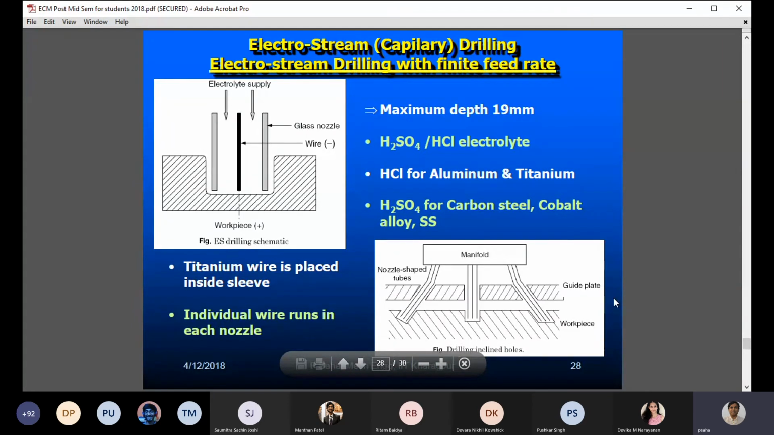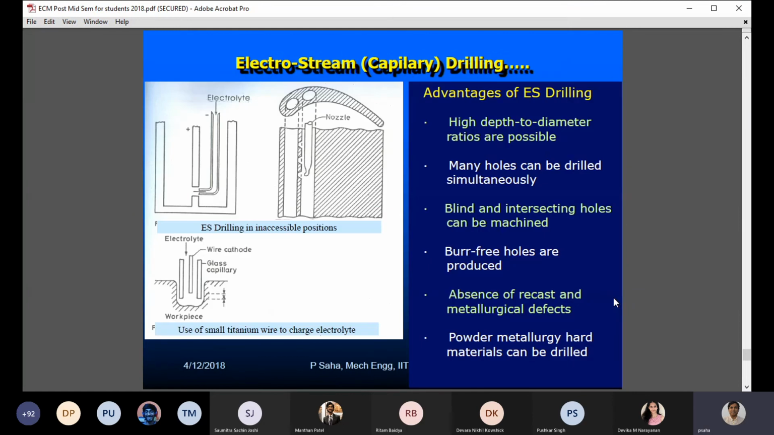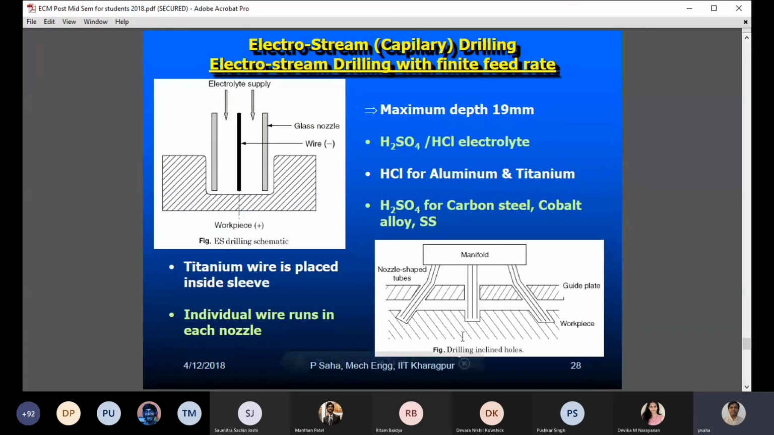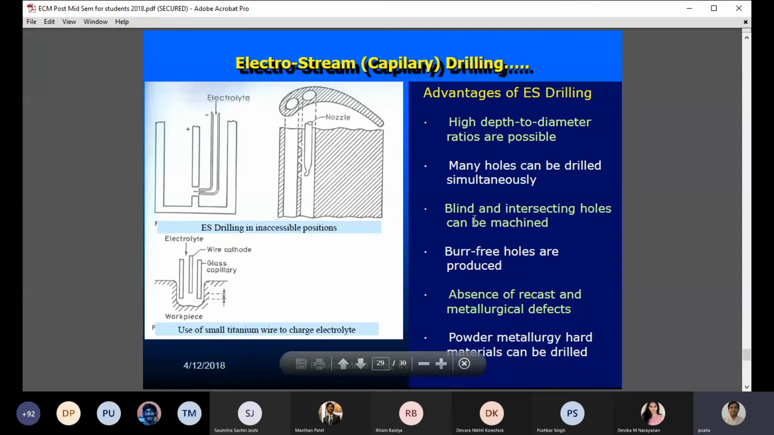So whenever multiple holes are required, they can be created at the same time. The advantages of the electrostream drilling process are that high depth to diameter ratios are possible, and many holes can be drilled simultaneously, as I have shown you in the previous picture. Blind and intersecting holes can also be machined, meaning we can go up to a certain depth and stop there.